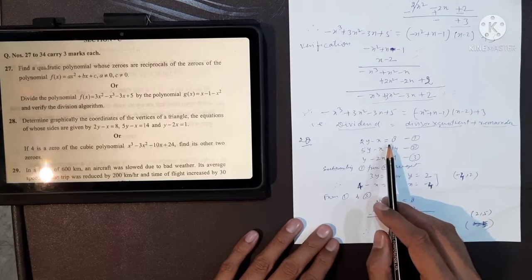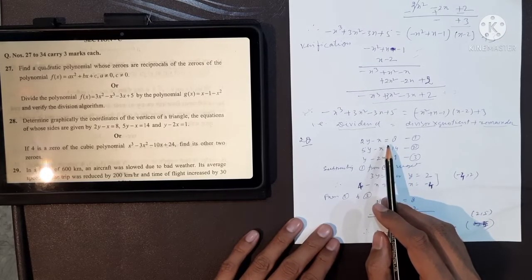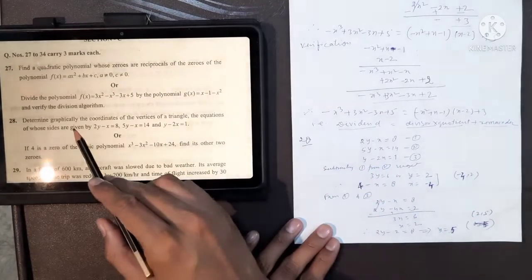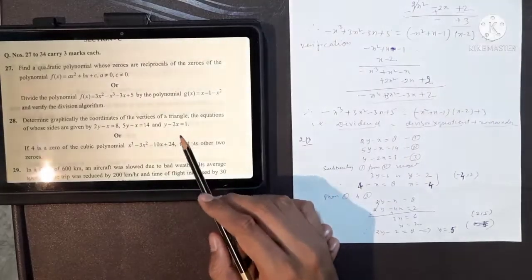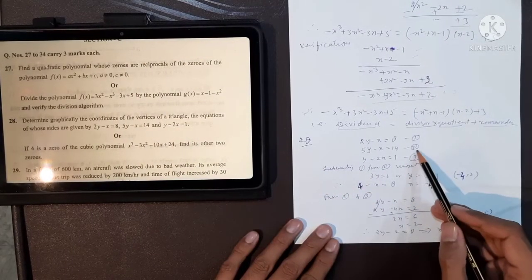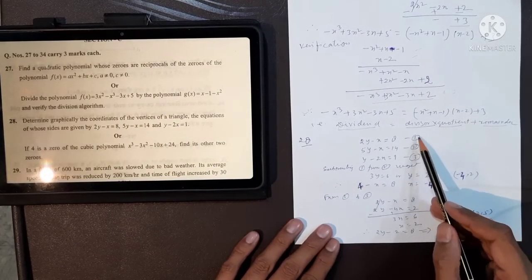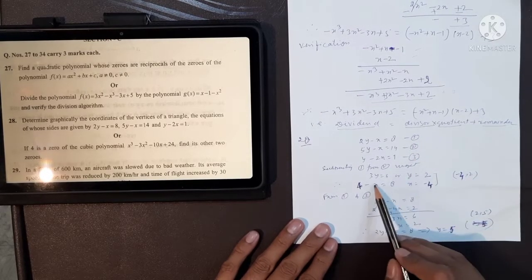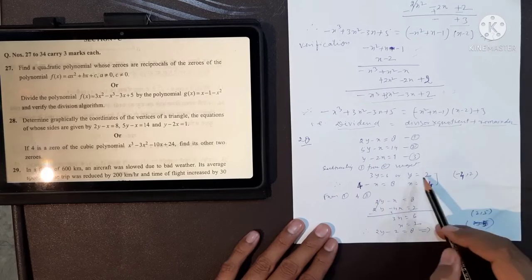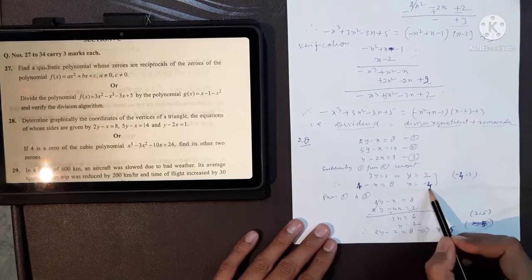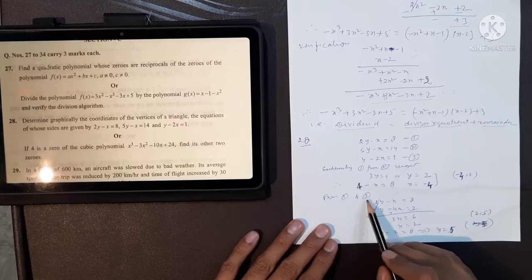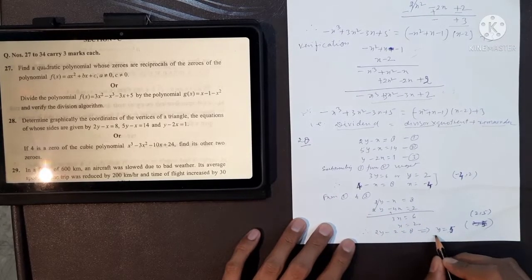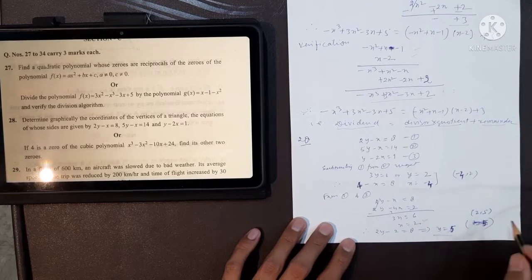We move on to question number 28. We have to graphically determine the coordinates of the vertices of the triangle. So for this question we will need a graph, and we can also solve these equations. We can subtract equation 1 from the second equation. We will get y is equal to 2 and x equal to -4, and from 1 and 3 we get y is equal to 5 and x is equal to 2.